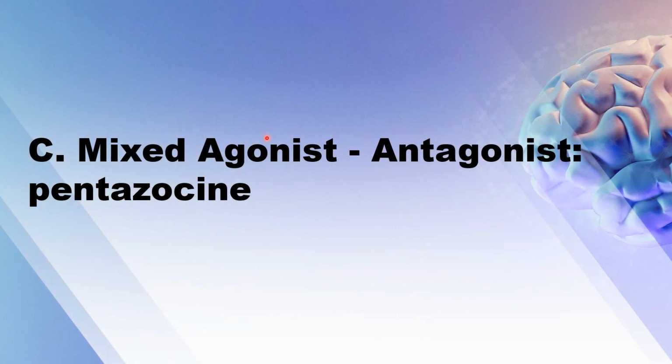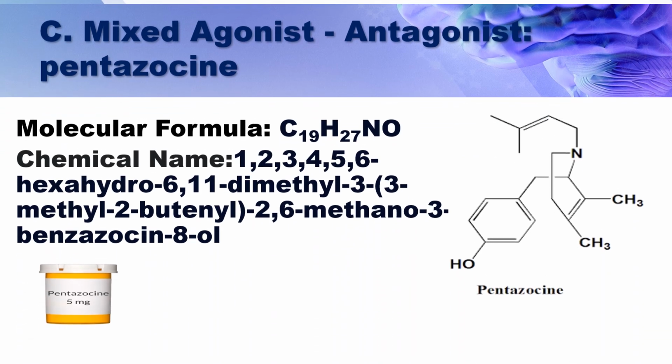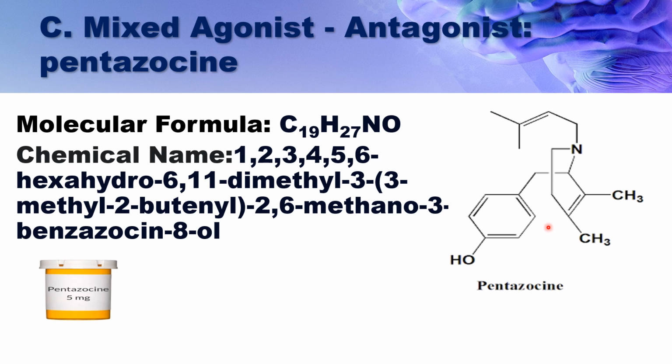Mixed agonist antagonist, pentazocine. The structure of pentazocine. The molecular formula is C19H27NO. Chemical name is 1,2,3,4,5,6-hexahydro-6,11-dimethyl-3-(3-methyl-2-butenyl)-2,6-methano-3-benzazocin-8-ol.